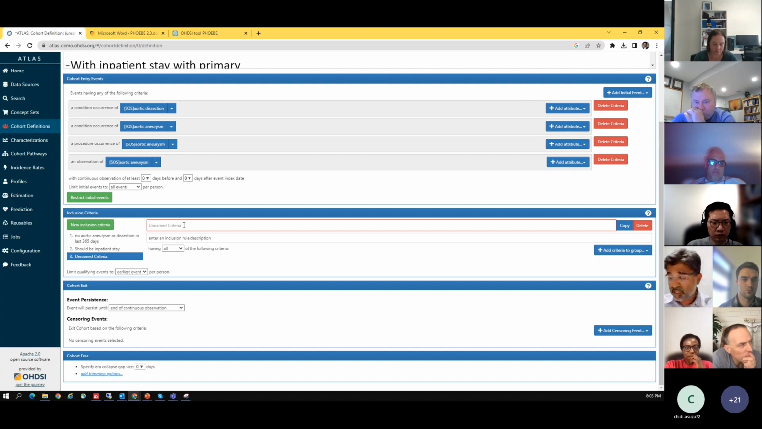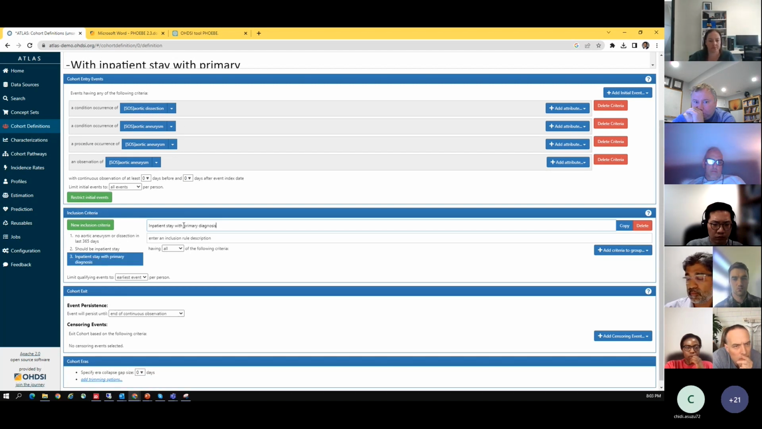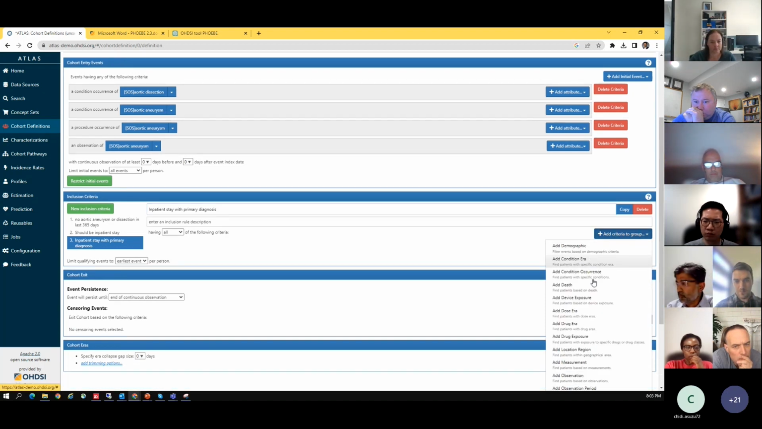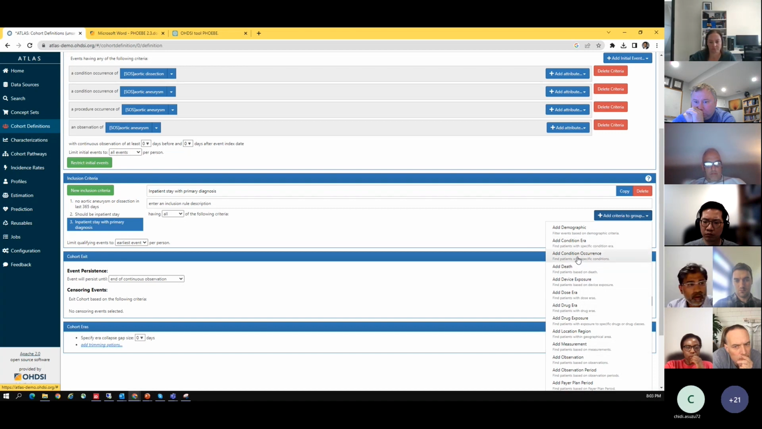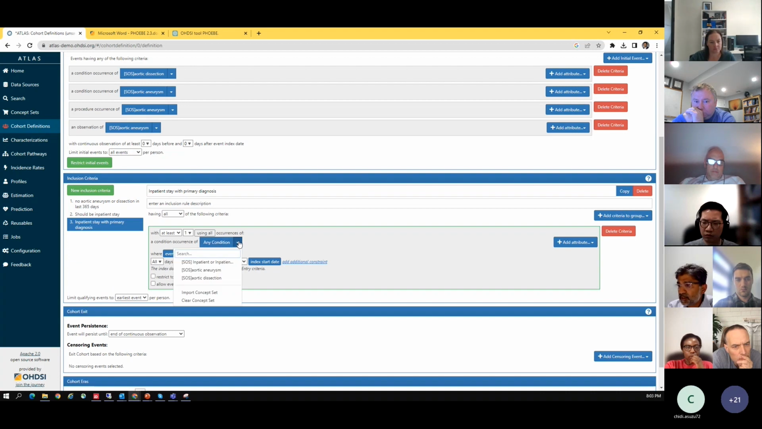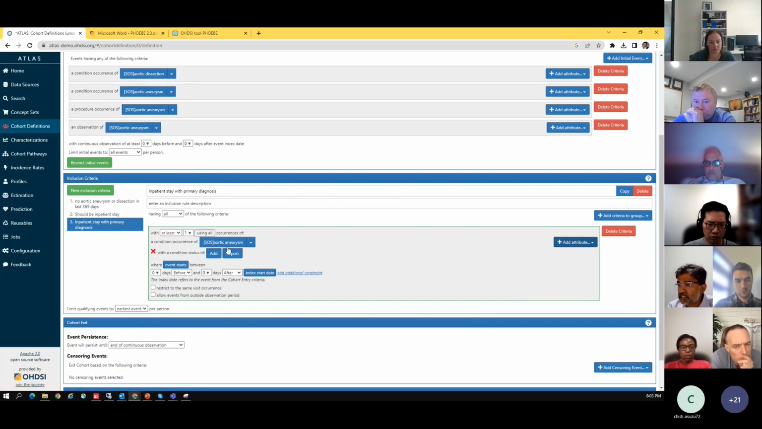So how do we make that a primary diagnosis? Here we have to say it's a condition occurrence, aortic aneurysm, 0 days before, 0 days after. And add an additional attribute, condition status, and we press the add button. In most ETL conventions, condition status concept ID is a separate field in the condition occurrence table. It represents whether the diagnosis is primary or not.